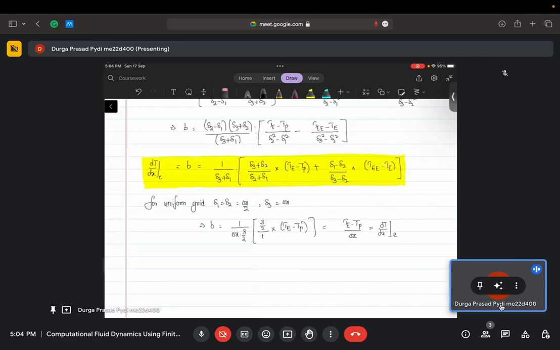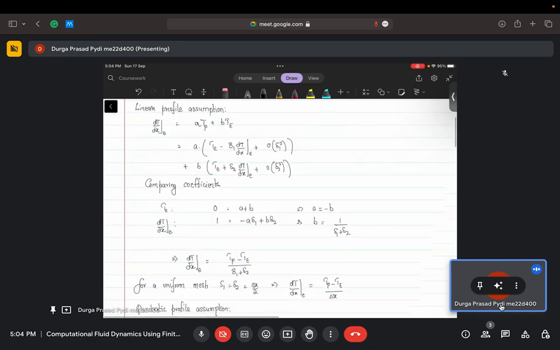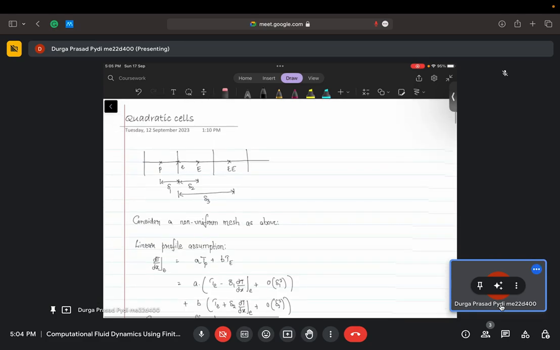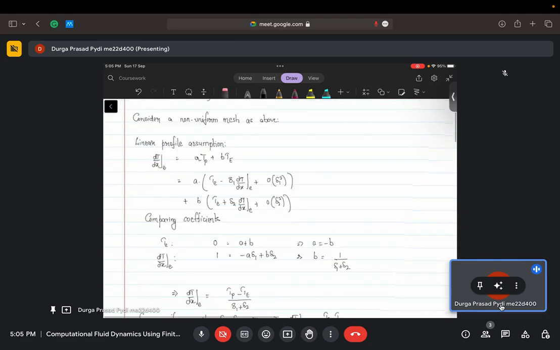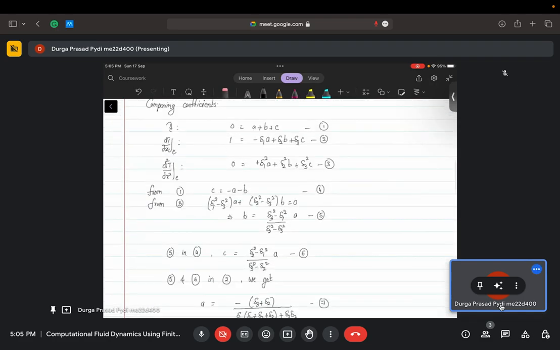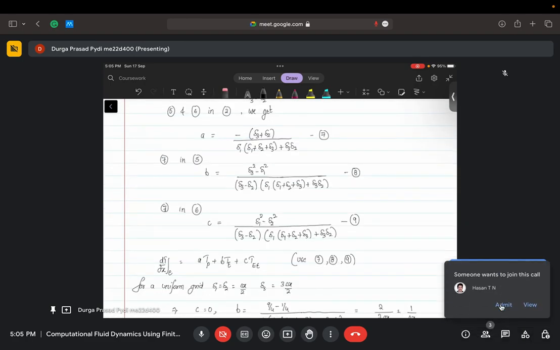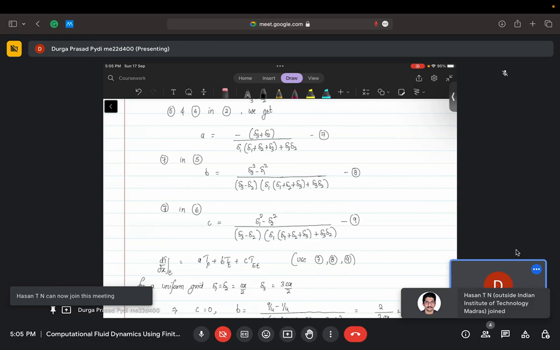In the interest of time, I have done a little algebraic manipulation. This is for the linear case, which we did in the last week. Now when we have a quadratic profile assumption and we get these 3 equations, if we do some rearrangement and solve them, these are the equations we will end up with. So these are the coefficients A, B and C that we will end up with.